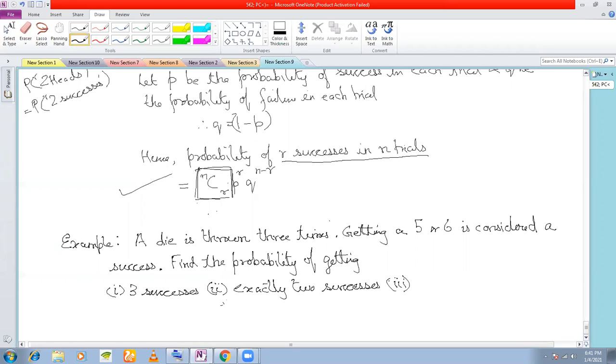And the third is at most 2 successes. What do you mean by at most 2 successes? At most 2 successes means either no success, or 1 success, or 2 successes. And the fourth question is at least 2 successes. At least 2 successes means either 2 successes or 3 successes, because it cannot be more than 3, as you are doing only 3 trials. Okay.